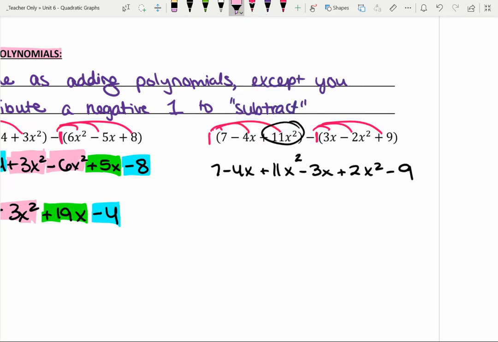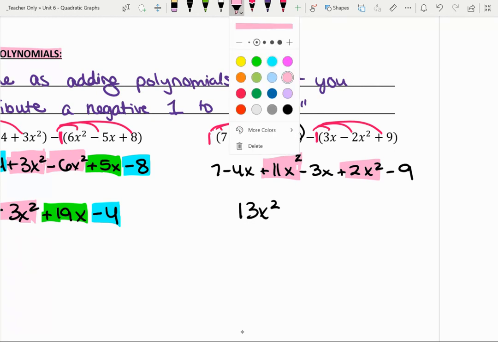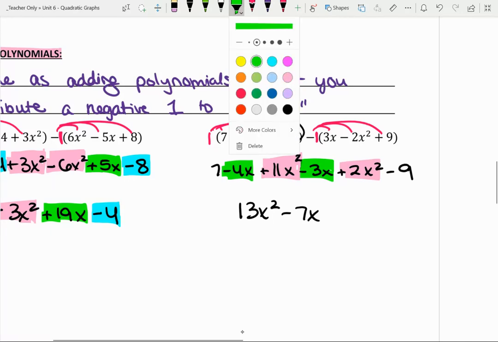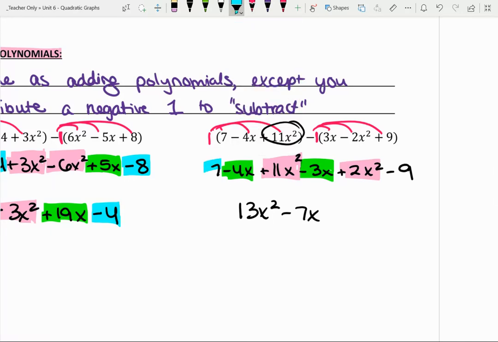Now that I've got it all ready, I'm going to start with my squares. That 11x squared and my 2x squared make 13x squared. Oops, 13x squared. And then my x's, I'm going to have negative 4x minus 3x makes negative 7x. And finally, my constants, my terms without variables, positive 7 minus 9 makes negative 2.